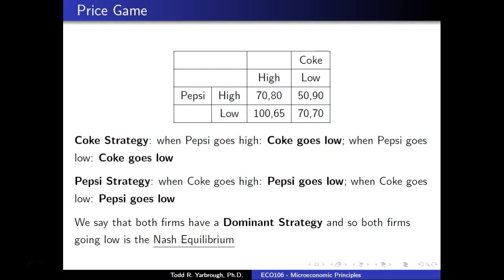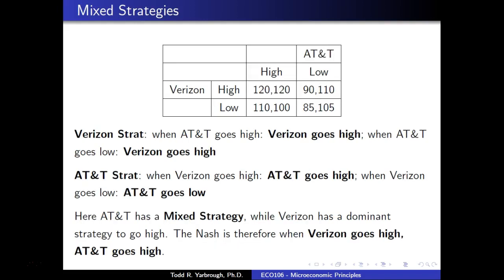Okay, so again, this is what we would call two dominant strategies. Coke and Pepsi want to choose low regardless of what the other player picks. All right. Now here's a situation in which we do not have a dominant strategy. In fact, what we'll see here is that AT&T has what we call a mixed strategy.